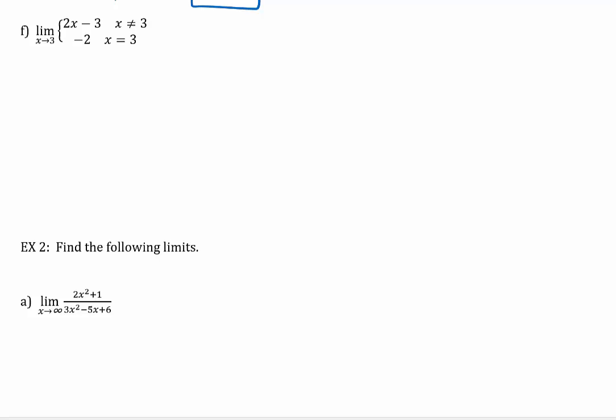My next example is a little bit different in that we have a piecewise defined function. In this function, we are defining the y values to be 2x minus 3 whenever x is not equal to 3. But the y value is negative 2 when x is equal to 3. And so if I want to find the limit as x goes to 3, I don't care about what happens when x equals 3. I only care about what happens when x is close to 3. So when x is something like 3.1 or 2.9.